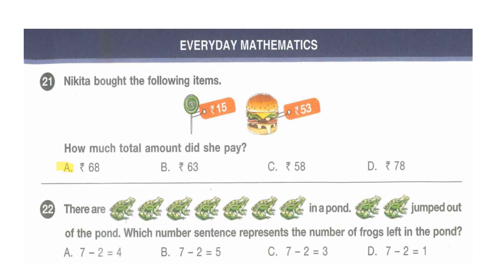Question number 22. There are 1, 2, 3, 4, 5, 6, 7 frogs in a pond. Two jumped out of the pond. Which number sentence represents the number of frogs left in the pond? A. 7 minus 2 equal to 4. B. 7 minus 2 equal to 5. C. 7 minus 2 equal to 3. D. 7 minus 2 equal to 1. So we have to find the correct number sentence which will say the number of frogs left in the pond.